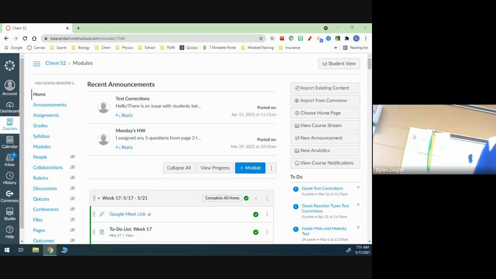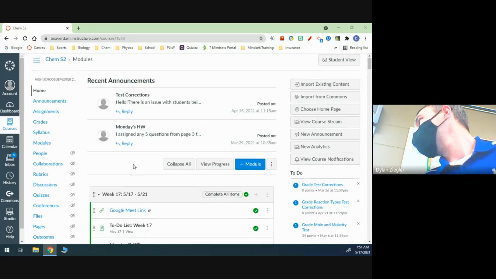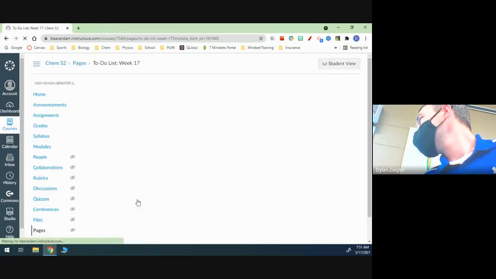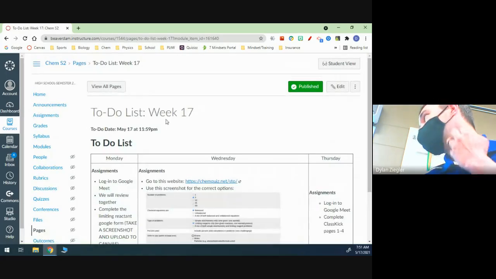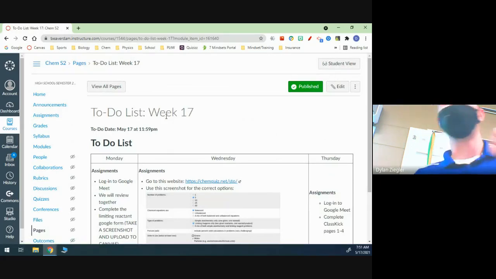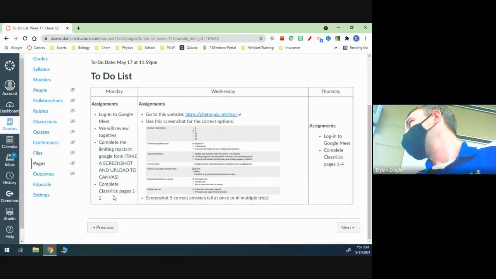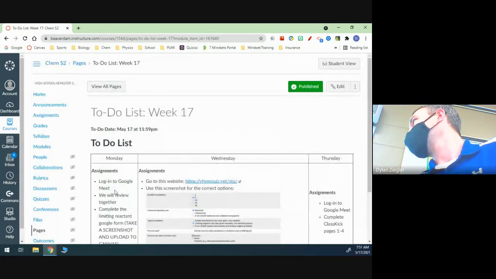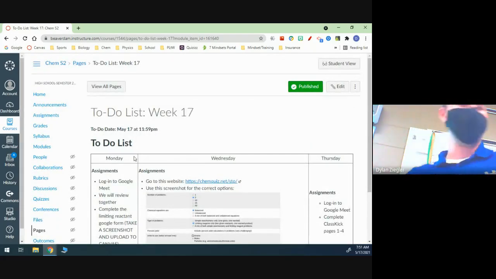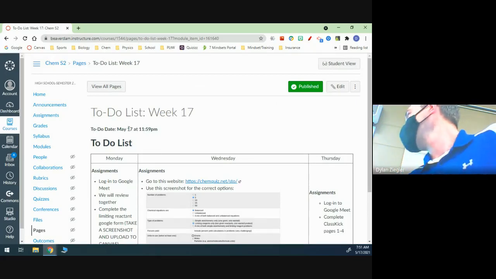Here's a quick plan for today. We're going to start with a little bit of review from last week, but this is week 17. We've got this week and next week, and that is it. Here's the plan for today. We're going to do a little bit of review together. There's a Google form for you to complete, and then we've got 2 pages on Class Kick. We should be able to complete all of that in class today.